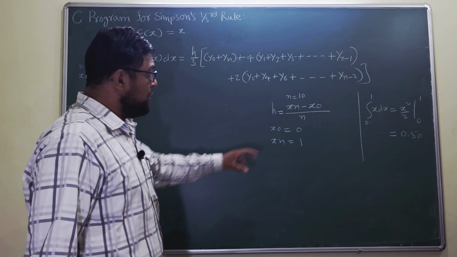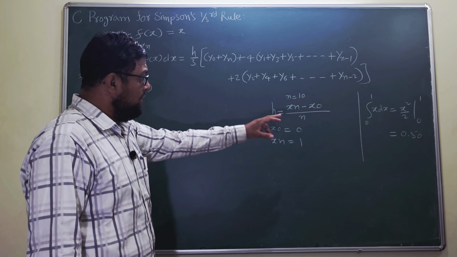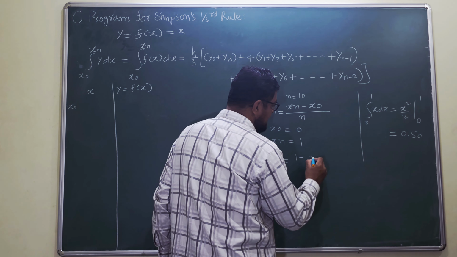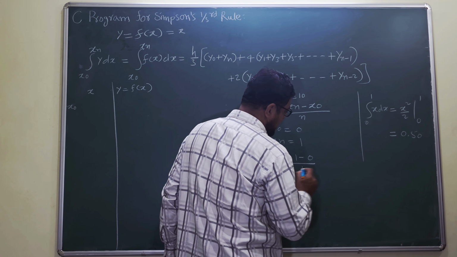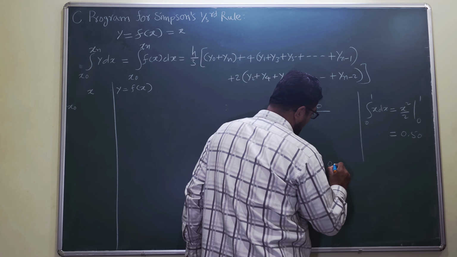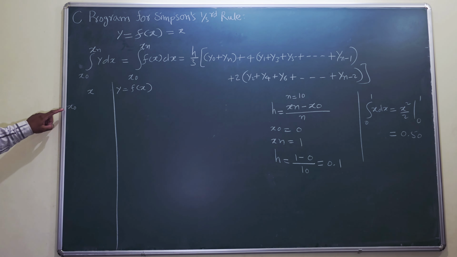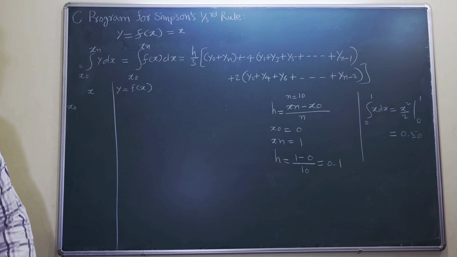0.50. Okay, so here x0 equal to 0, xn is equal to 1, and here we will consider that our n is equal to 10. So therefore we can find out what will be h. From this formula, h will be nothing but 1 minus 0 divided by 10. So it is equal to how much? 0.1.